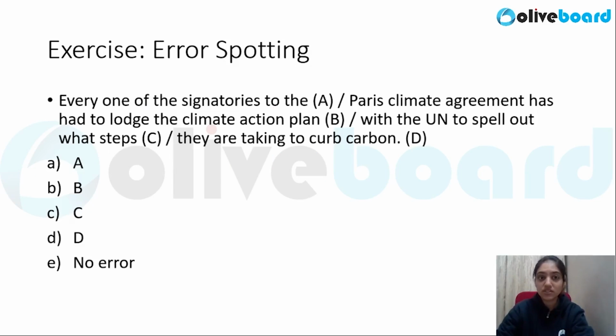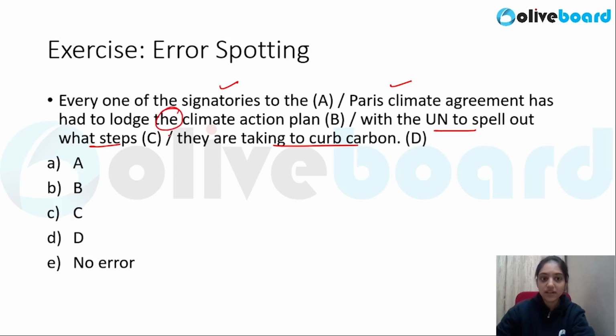Now, the next question is an error spotting question. The error, if any, will be in one of the parts of this sentence. So, this sentence has been divided into four parts. And if you feel there is no error in the sentence, you can mark your answer as option E, that is no error. So, let us solve it together. The sentence says every one of the signatories to the Paris Climate Agreement has had to lodge the climate action plan with the UN to spell out what steps they are taking to curb carbon. So, each signatory to the Paris Climate Agreement has to lodge a climate action plan.